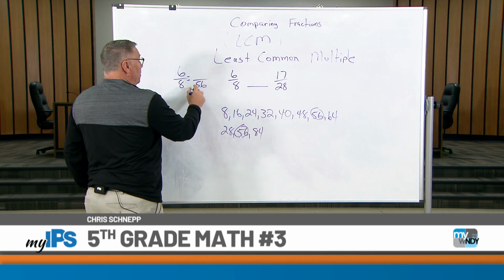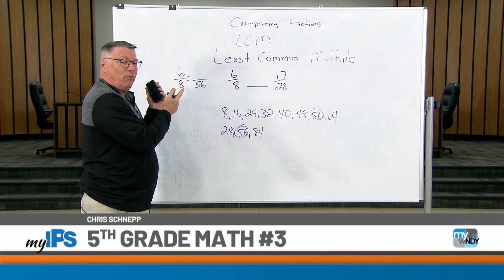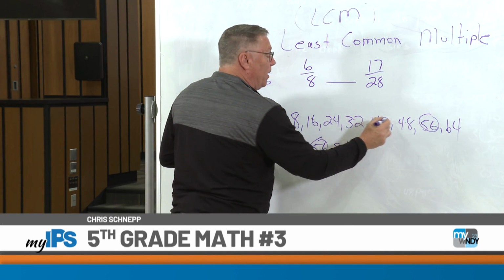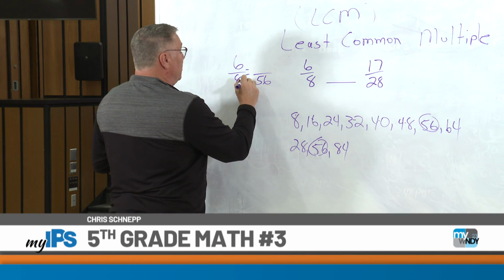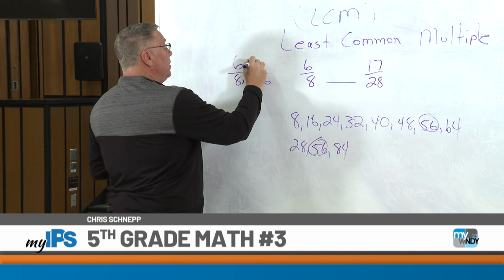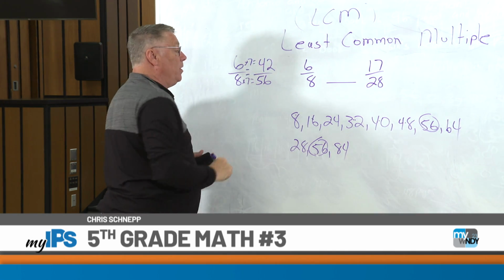8 goes into 56, and if I can't remember the facts, I can just count 1, 2, 3, 4, 5, 6, 7. 8 times 7 equals 56. Multiply the top number by 7. 6 times 7 equals 42.